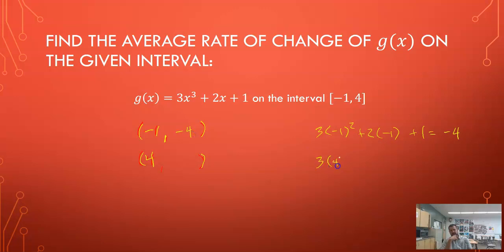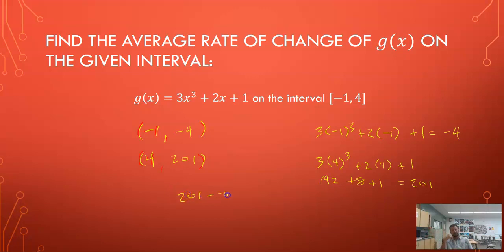Then I take 4, oops, it's cubed, not squared, it still gives me the same answer. So then I get 3 times 4 to the third plus 2 times 4 plus 1. Well, 4 to the third is 64 times 3 is 192. Plus 8 plus 1 gives me 201 for my y value on that one. Again, if we were to graph that, that would be very difficult to see, at least initially, on a calculator. So now I just apply my formula, because the average rate of change is telling me I'm finding the slope between these 2 points.